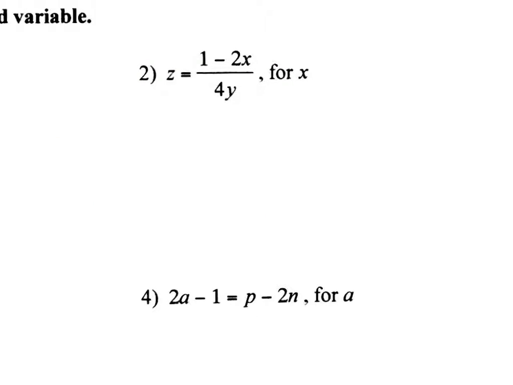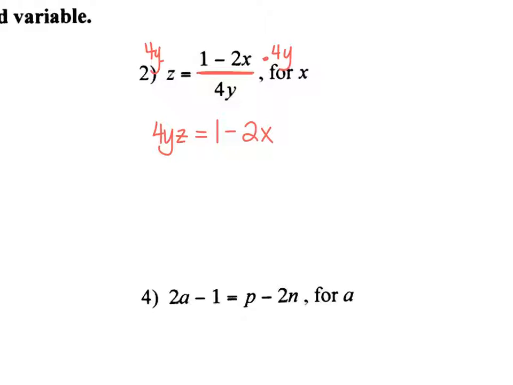All right, question 2, they're asking us to solve for x again. So remember, when the fraction bar is affecting the whole thing, you've got to fix that division first. And to fix division, we're going to multiply both sides by 4y. Doing that is going to give me 4yz equals 1 minus 2x.